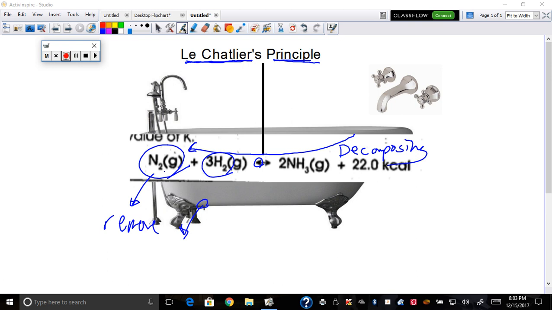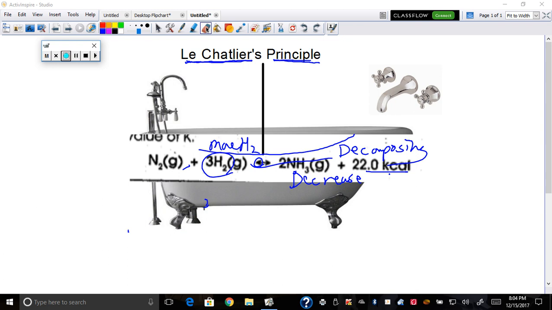So then you'll add more H2. You'll have more H2 made. This will decrease. Okay? And of course, in order to do that, if you wanted to make it go to the left, you would lose some heat too.